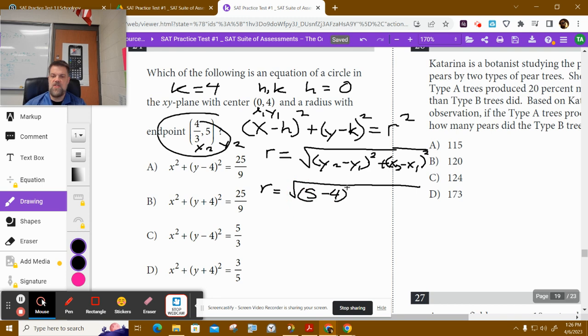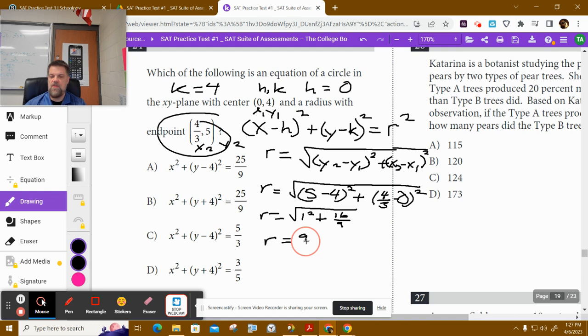Whatever that is gets squared, plus x sub 2, which is 4/3, minus x sub 1, which is 0. Oh man, that worked out. But that has to be squared. So in the next line, I get r is the square root of 1 squared plus, what's 4/3 squared? Isn't that 16/9? Yeah? All right, we're almost done.